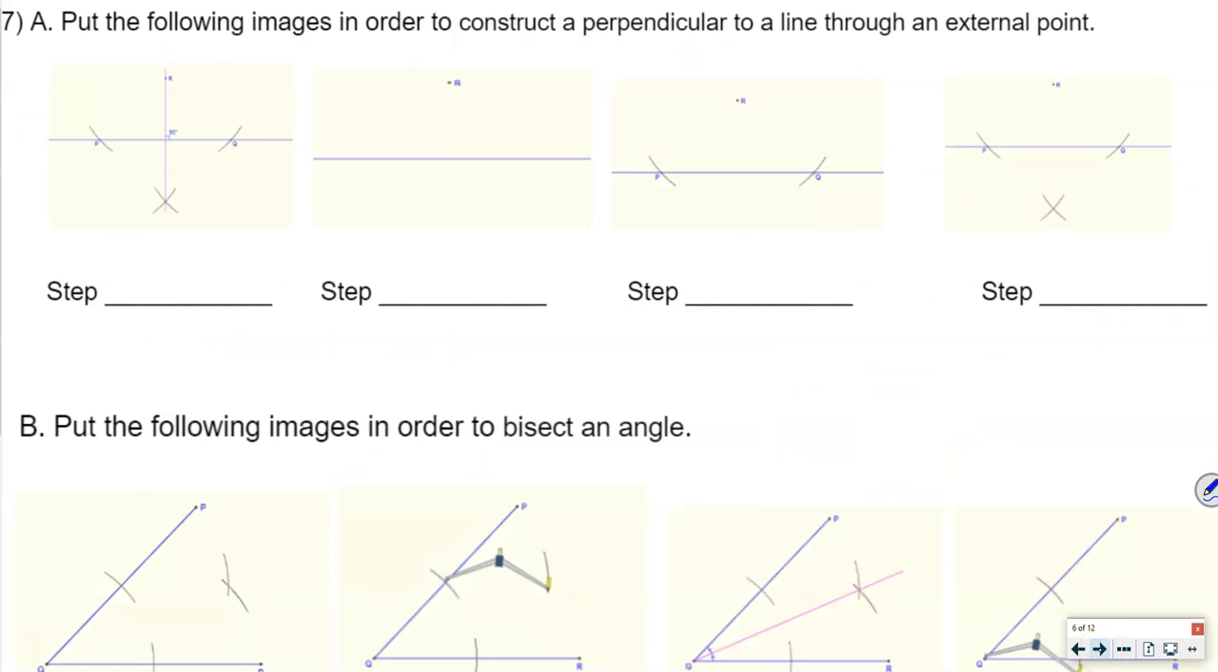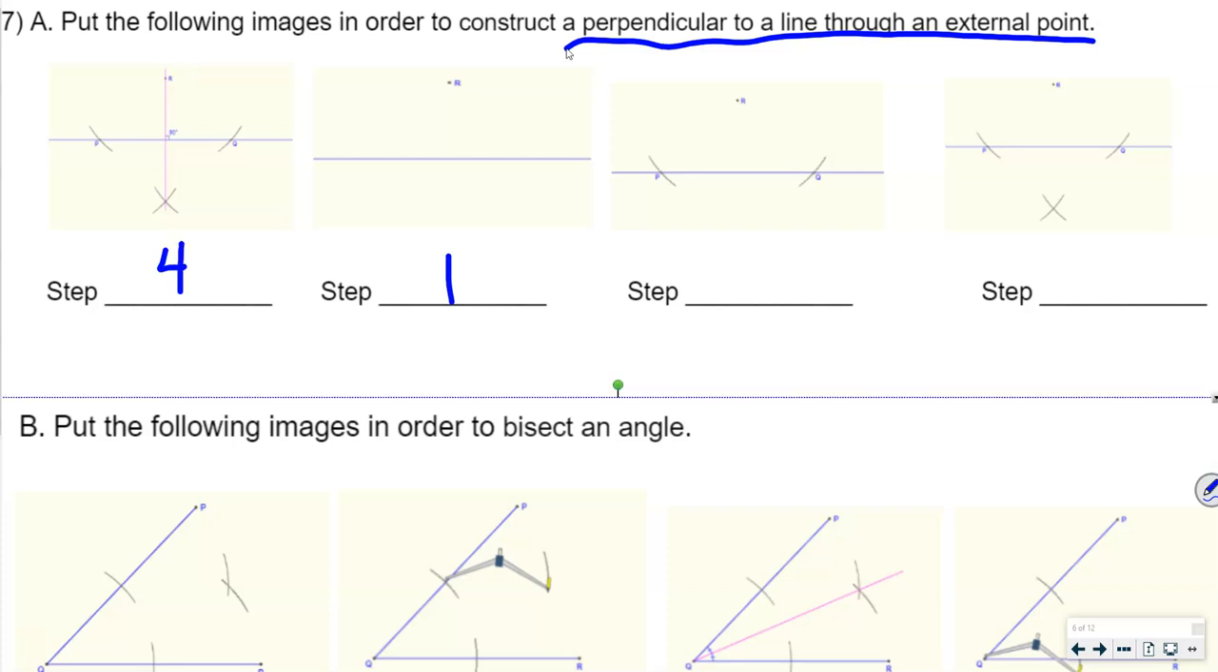All right, so this next one says, put the following images in order to construct a perpendicular to a line through an external point. We're going to construct the line perpendicular to the line through a point, okay? So our first step would be just that point, right? Okay, and our last step would be that line drawn. So what do you think would be the second step? Yep, right there, because it's got the 2 arcs. You're looking for more and more, okay? So you're going from hardly anything on the drawing to a lot on the drawing. So there's some logic to this, guys. So look at the drawings, okay?